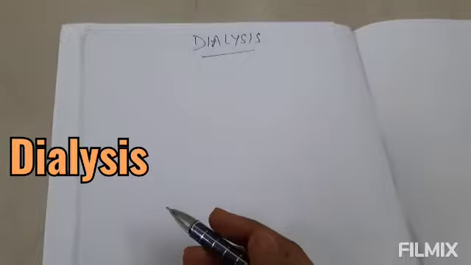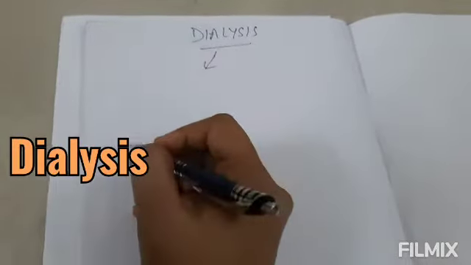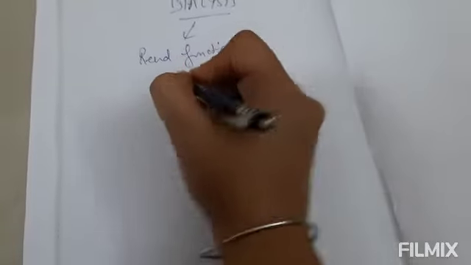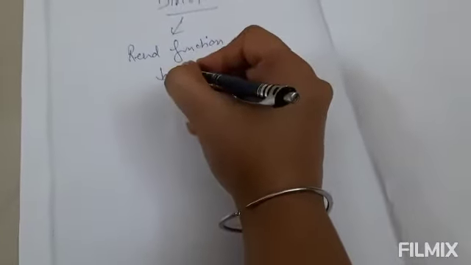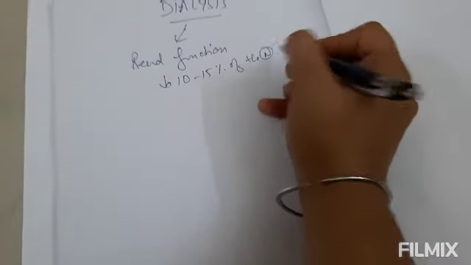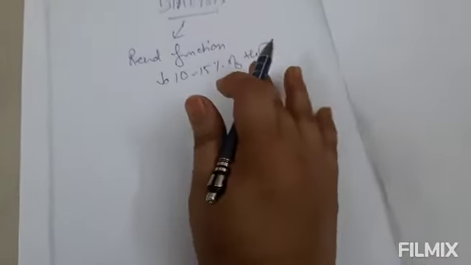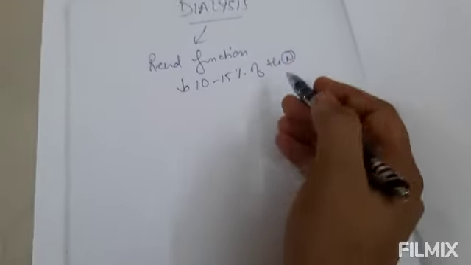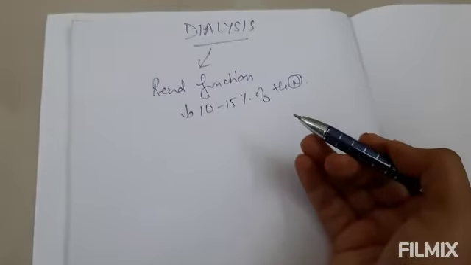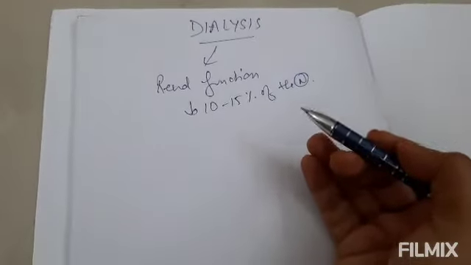Okay. Now dialysis is needed when the renal function shows a decline to 10 to 15% of normal. So when the kidney is not functioning normally and there is a reduction to 10 to 15% of its work, then dialysis is needed.